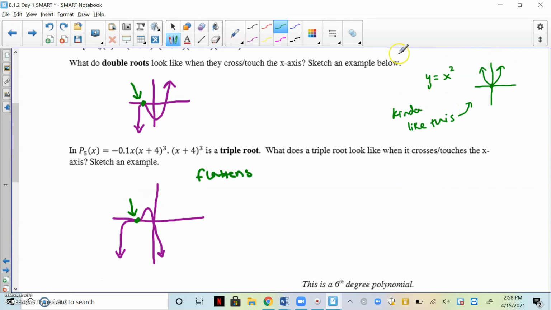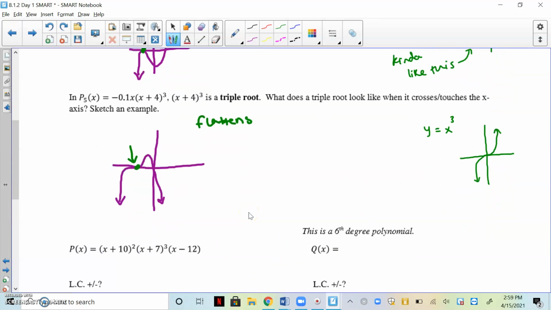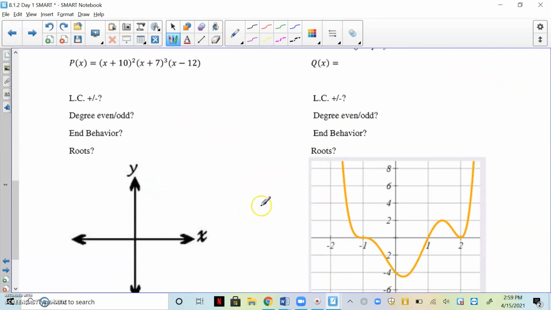And similarly, just like we had a trick to remember the double root, for triple root, there's a trick as well. If you remember our cubic function, which happens to be cubed, just like our triple roots, the graph for that looks like this. Right? It did the same flattening action that we're seeing here. So if you remember these parent functions from last semester, that will be helpful for you. All right, so let's do two examples here.